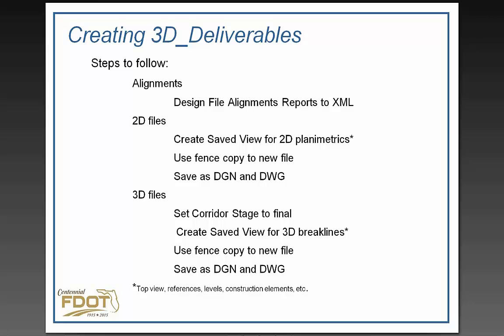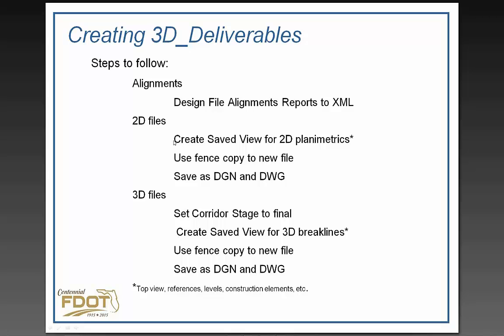And since they're all sort of ruled, what I call ruled together, if you have a better corridor surface, you're going to get a better intersection surface, which is going to give you better 3D break lines. So you want to make sure that you set your stage to final. And then it's the same workflow as we did with the 2D files.